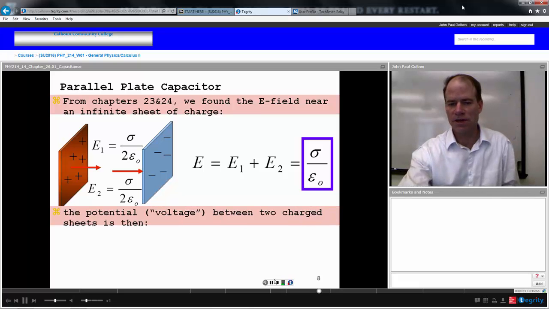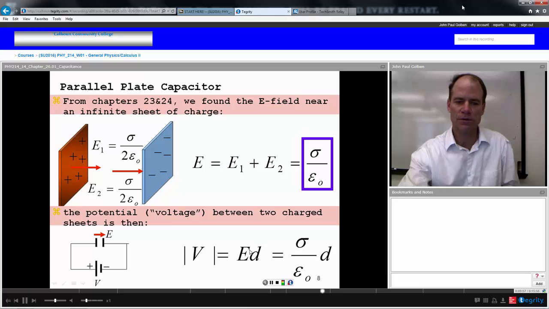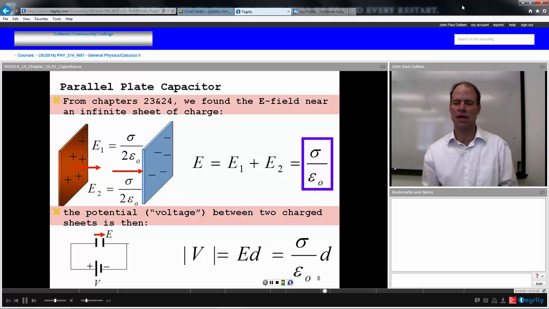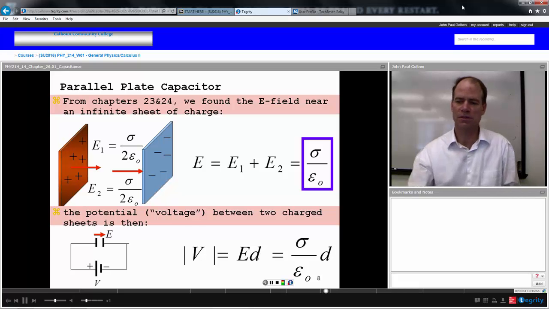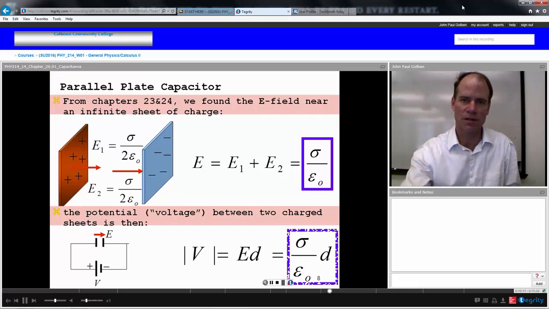So since we have a constant E field, our voltage will be constant as well, it'll be equal to the E field times D, D being the distance between the plates. So that's going to be equal to sigma over epsilon naught times D, where D is the separation distance between those parallel plates.